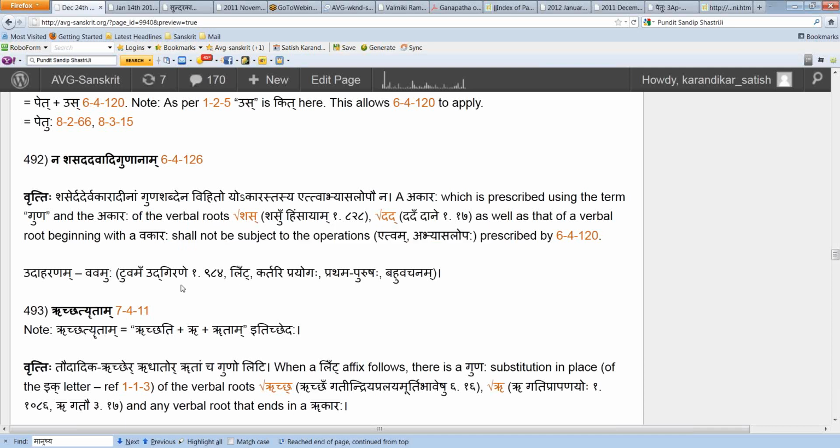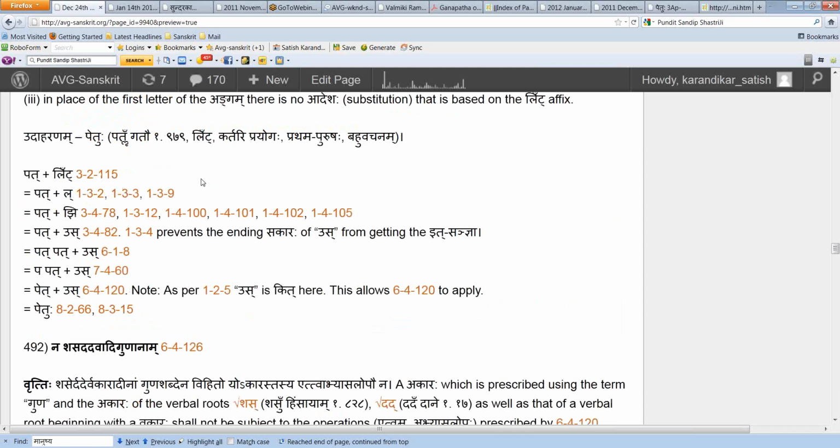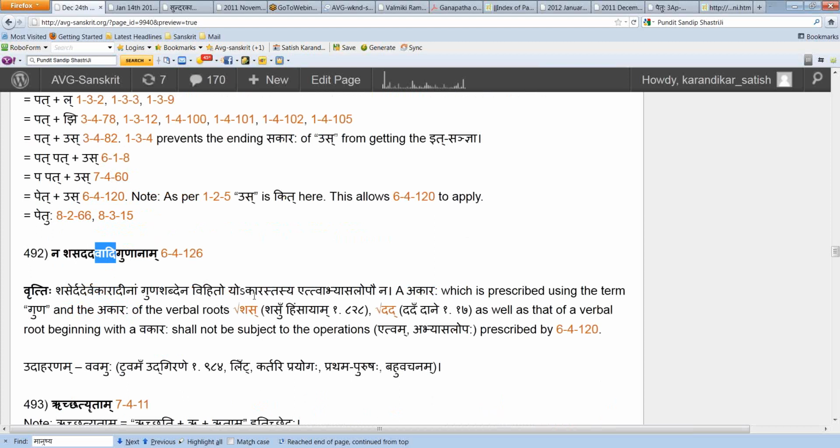Take a quick example. If you take dhatu vam udgirane, vam is to vomit. So vam in Sanskrit is the same as vomit in English. If you take this dhatu vam, it would have followed the same steps as we did for pat dhatu. So the form would have been vemuhu in the prathama purusha bahuvachanam. Instead, because it's a vakaradi dhatu, and 6.4.126 says vadi, the etva and abhyasa lopa do not apply for a vakaradi dhatu. So rather than becoming like petu, it would have become vemuhu. Instead, it does not take the abhyasa lopa. So we come to this point, and then we get the form vavamuhu.